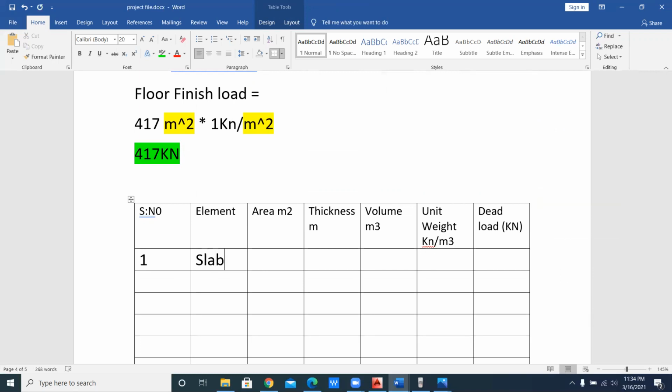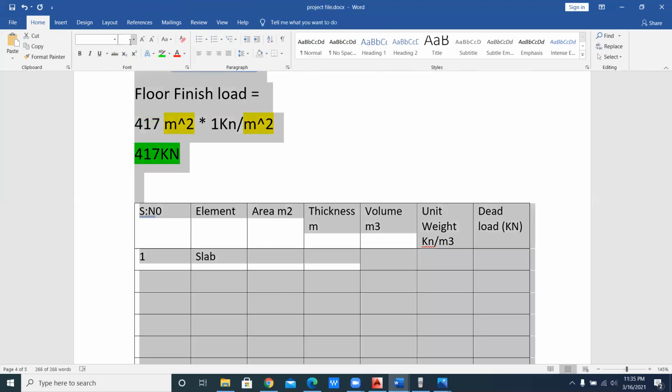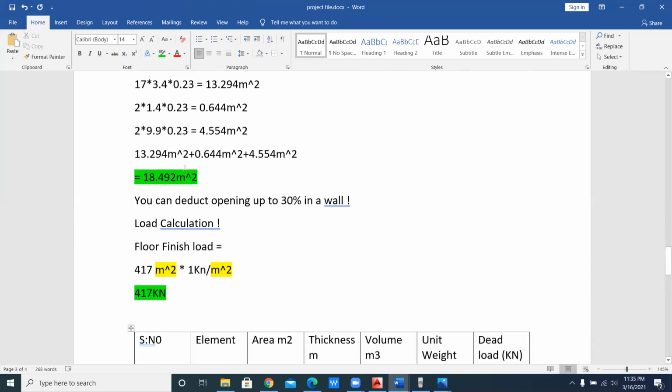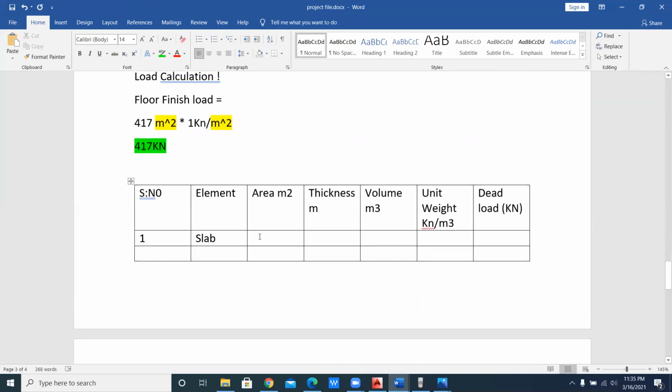What is element? That is slab. Okay, 1 is slab. We have to change its shape. Don't know why it can't change its shape. I will check it after that. So control A, then I will convert into 14. So it will work now. Yes, it is good now.